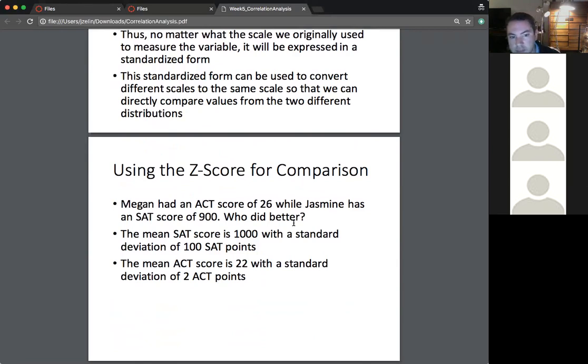Right, so Megan has a z-score of 2, exactly right. And we calculate that because she scored 26. The mean was 22, so if we subtract 22 from 26, we get 4, and then we divide by the standard deviation, 2. And we come up with an answer of 2, because 4 divided by 2 is equal to 2. So that means that Megan scored 2 standard deviations higher than the mean on the ACT. And let's calculate what Jasmine's z-score was on the SAT, and see if we can compare the two to see who scored better.